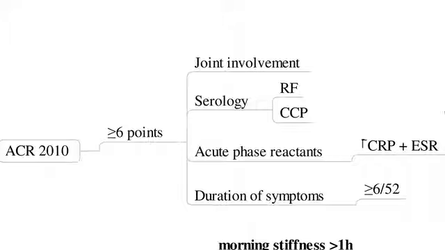And the criteria include joint involvement, serology, including rheumatoid factor and antibodies against the citrullinated peptide, acute phase reactants, which include the C-reactive protein and erythrocyte sedimentation rate, and a duration of symptoms of more than 6 weeks.